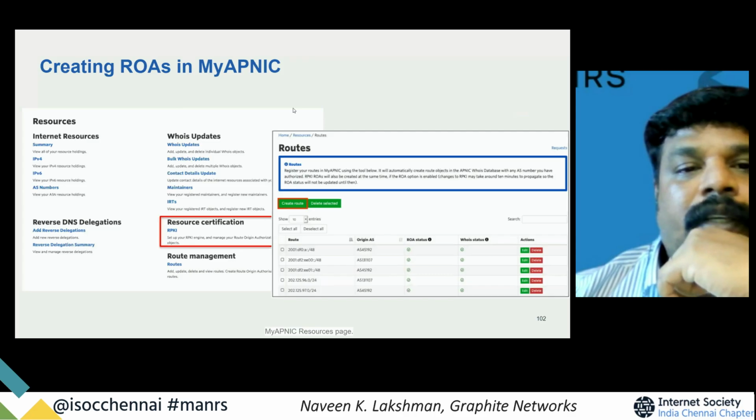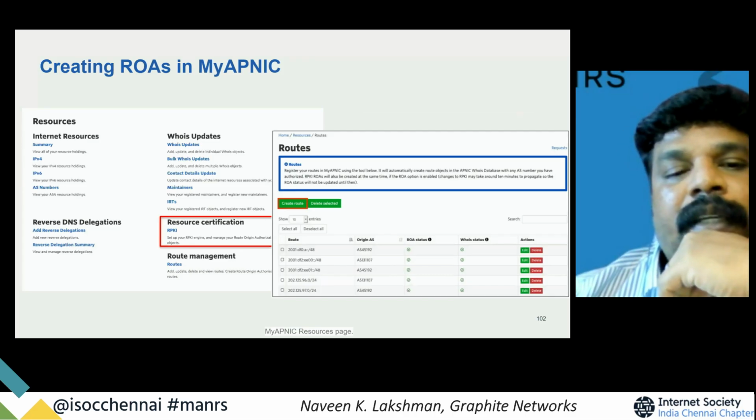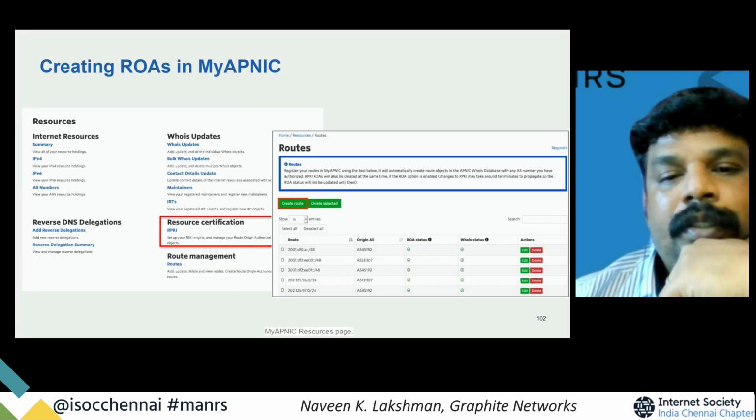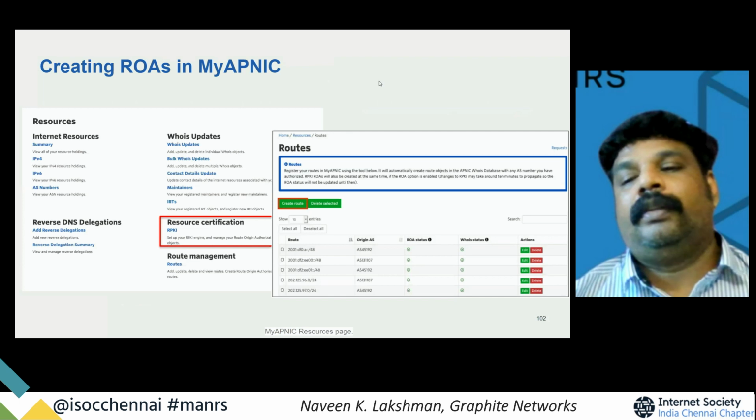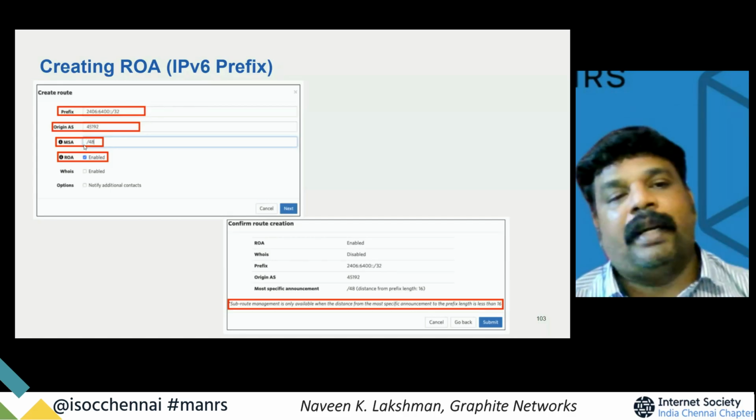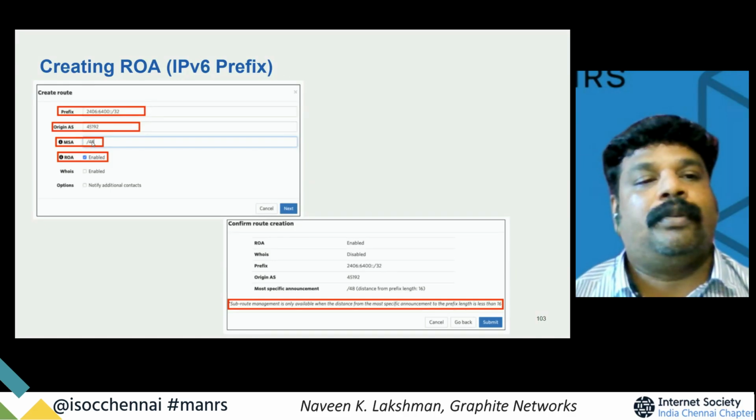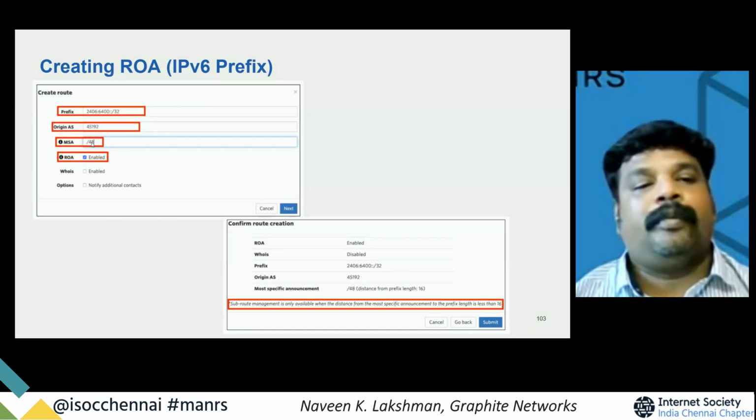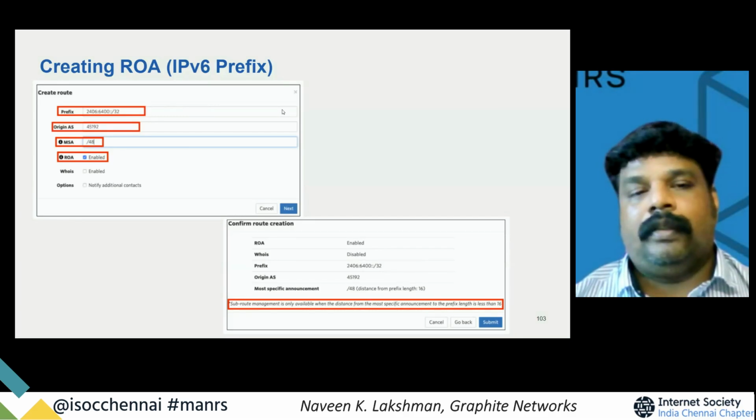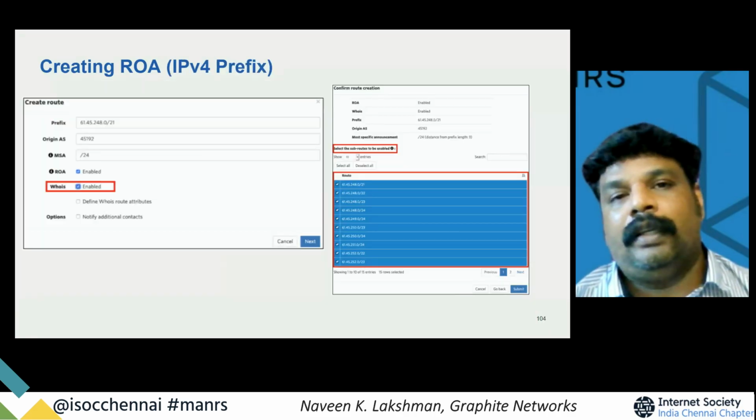In APNIC, you can go to MyAPNIC, go to Resource Certification and create ROAs. Click on RPKI, create route, then add your prefix and your origin AS number. MSA is what I told you, the max length, the more specific announcement or advertisement. A /48 is what you put, then click on ROA enable, next, and submit. It's easy. That is what you're supposed to do if you have a MyAPNIC account and you're running networks.